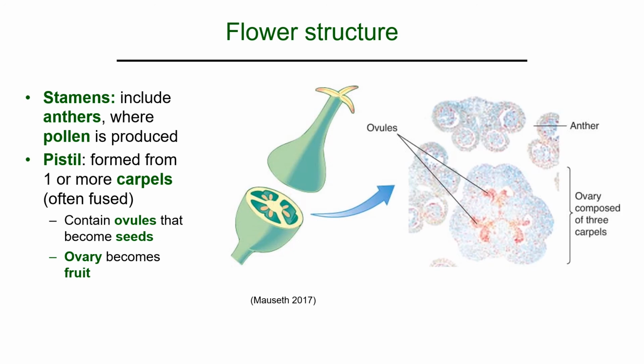And these carpels contain the ovules. Those are these little bits here, or you can see them blown up here, that will become the seeds. And then the ovary is this entire chamber here, and that's what's going to become the fruit as that plant continues to develop.